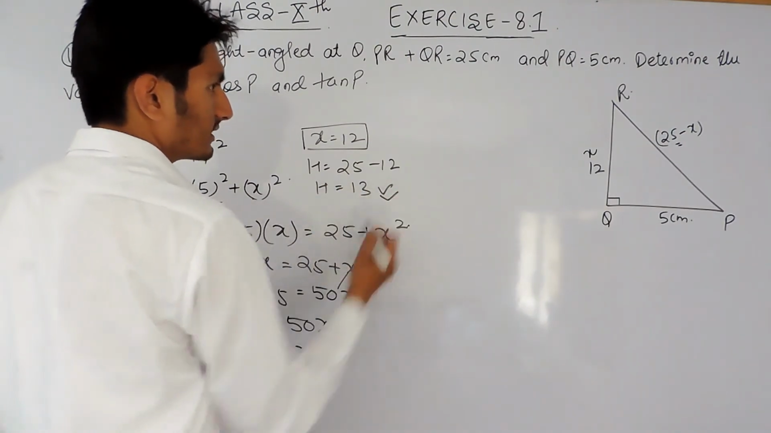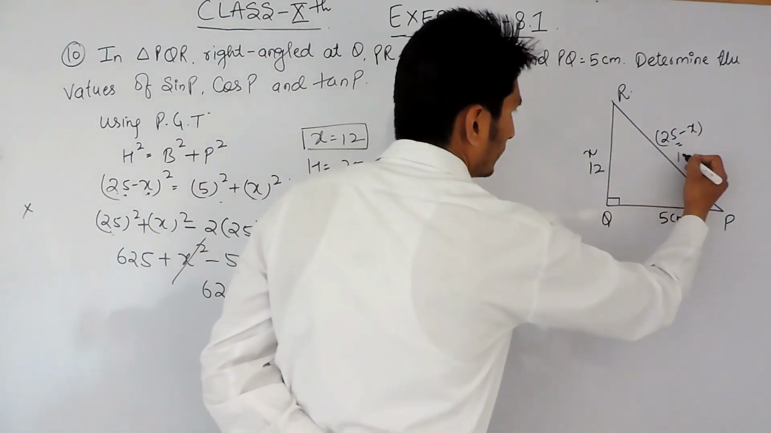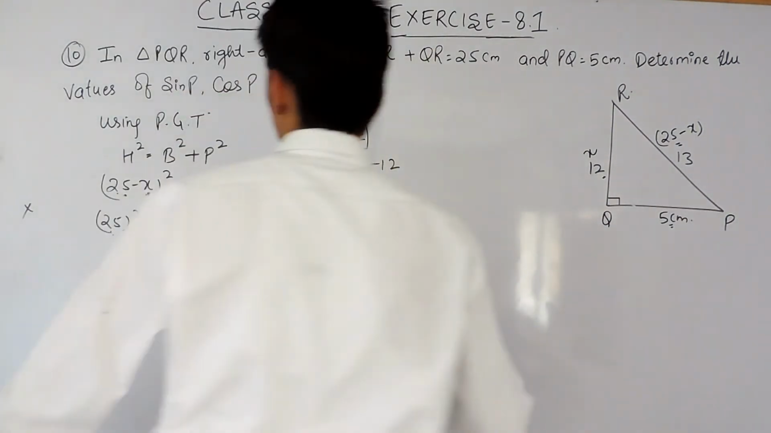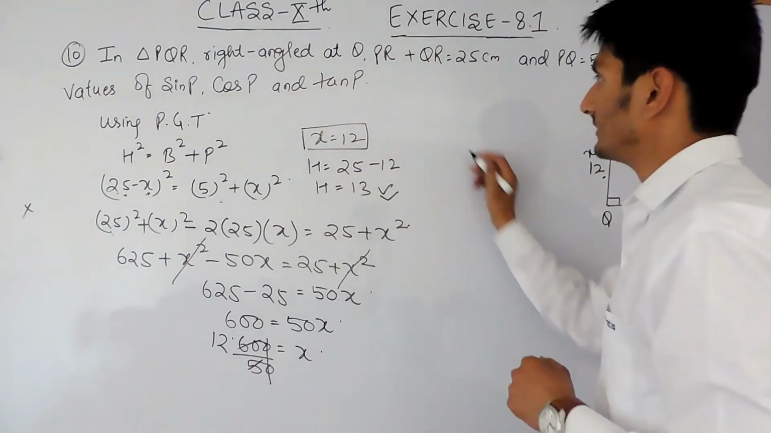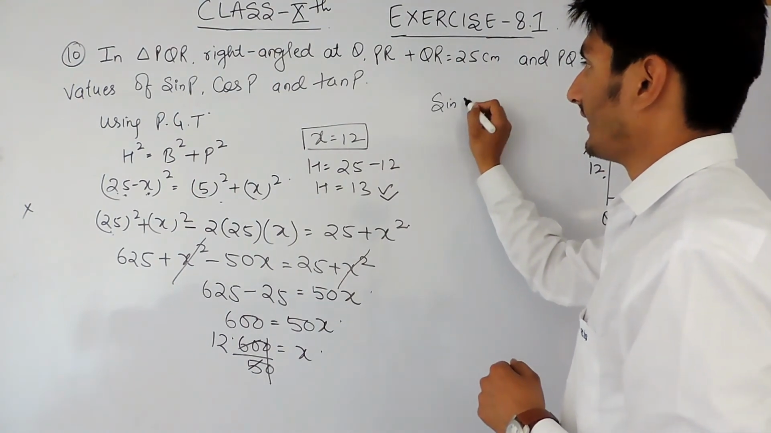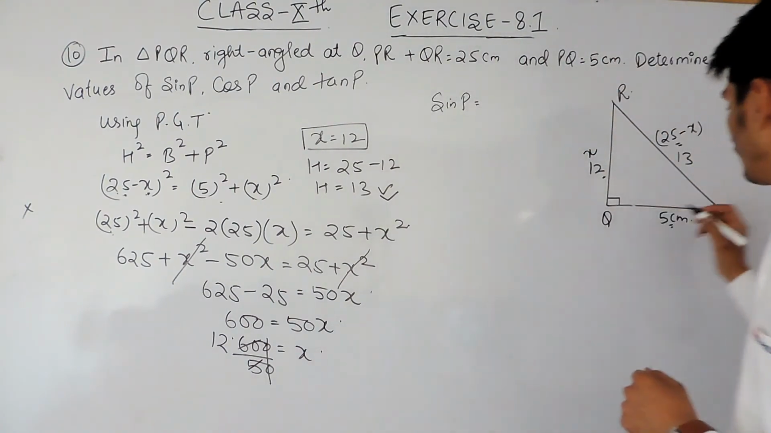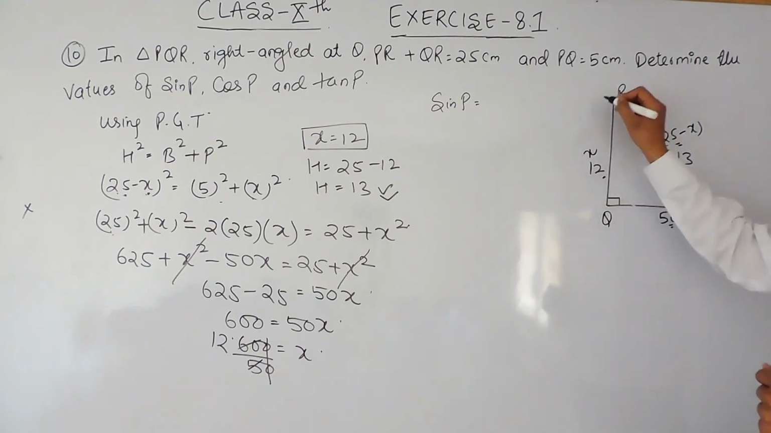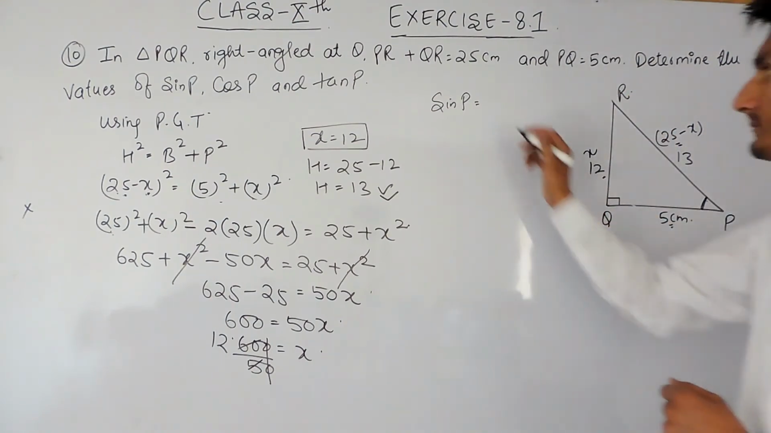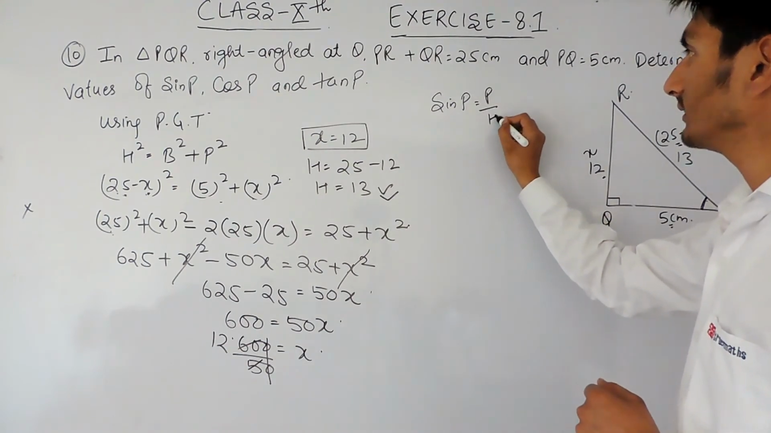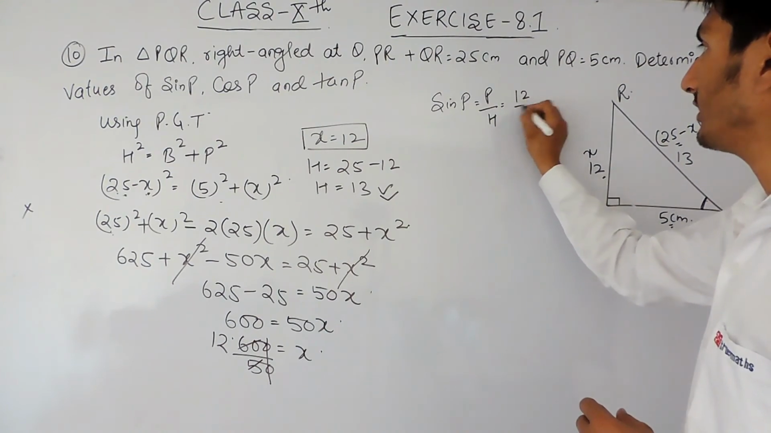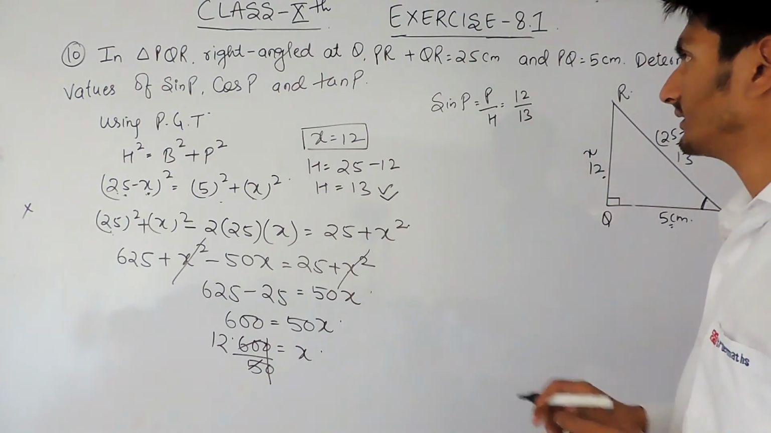So here the hypotenuse is 13, perpendicular is 12 and base is 5. Now I have to find the ratio for sin theta, and here theta is P. So for this P, the perpendicular must be the side opposite to this theta. The ratio for sin theta is perpendicular upon hypotenuse. Perpendicular here is 12, hypotenuse is 13.